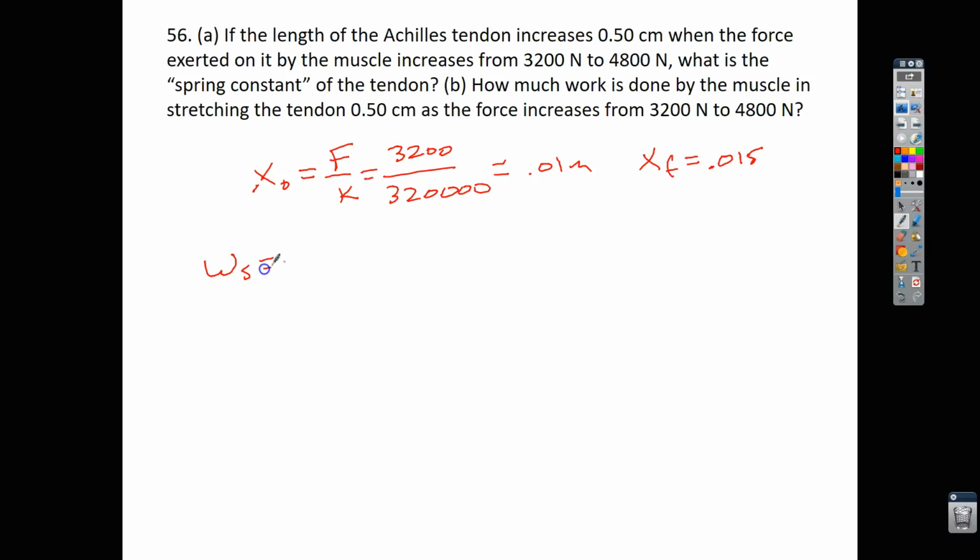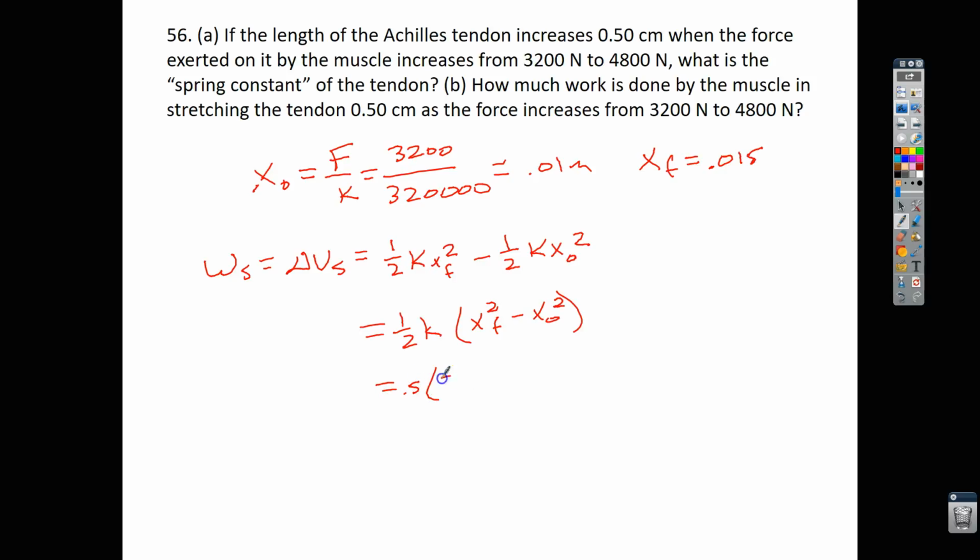Now we know that the work done by a spring is really just the change in the potential energy of a spring, and the potential energy in the spring here is equal to our final, so that would be 1/2 kx squared, and that's final, minus our original, so 1/2 kx original squared. Notice we can factor out the 1/2 k, and then we can just do x squared final minus x original squared. So this will be 0.5 times 320,000. Then we have our final, which is 0.015 squared, minus our original, which is 0.01 squared. And so if you do your math, you'll end up with 20 joules.